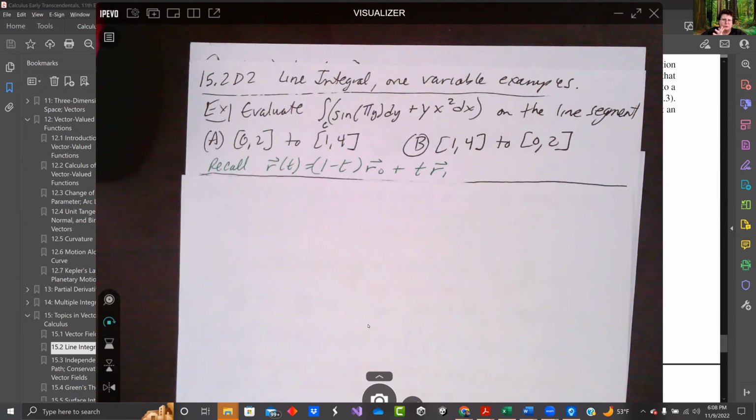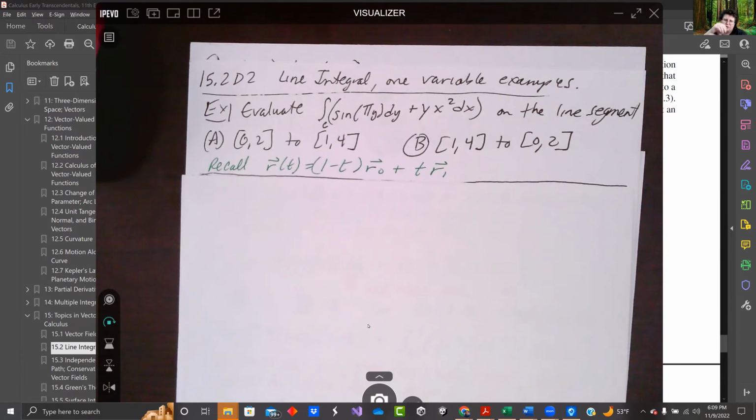We were looking at line integrals and only integrating with respect to one variable. And we wanted to see if orientation matters along the curve. So let's use the function. Our function is going to be sine of pi y in the dy direction and y x squared in the dx direction. We're going to go along the curve from 0,2 to 1,4. We're just going to use a straight line. And then going the other direction, we'll go 1,4 to 0,2.